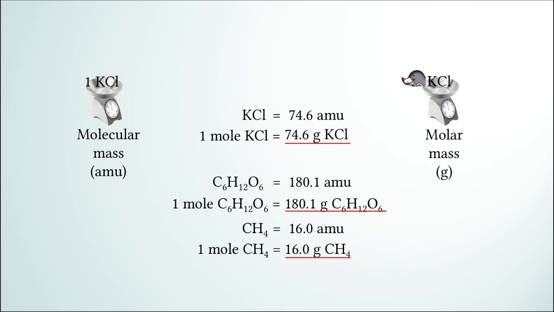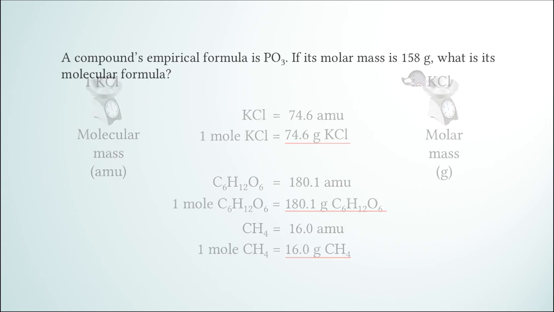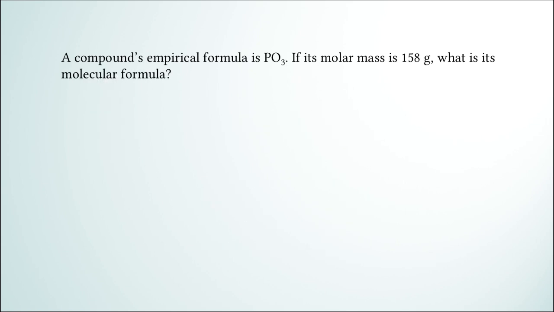Let's try out this new information in a sample problem. A compound's empirical formula is PO3. If its molar mass is 158 grams, what is its molecular formula? Because we're given the molar mass of this molecule, we can figure out its molecular mass. It will be 158 atomic mass units. So we need to know what the molecular mass of the empirical formula is to see how many of those will divide evenly into the actual molecular mass we have.